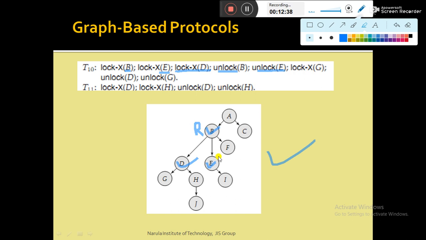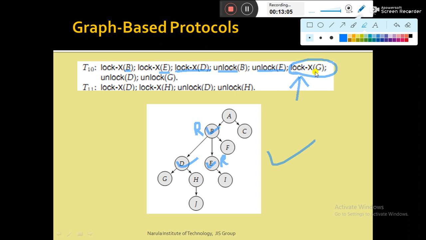Then unlock E, so E is also released. Now the interesting point here is that this is not two-phase locking. Unlock has started, yet locking can still be done. In two-phase locking, the moment unlock has started, you cannot acquire any more new locks. But here in the graph-based protocol, unlock has started, but still you can acquire a new lock.